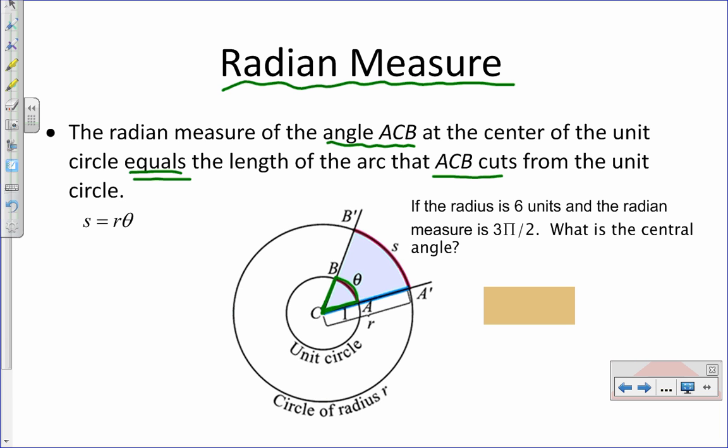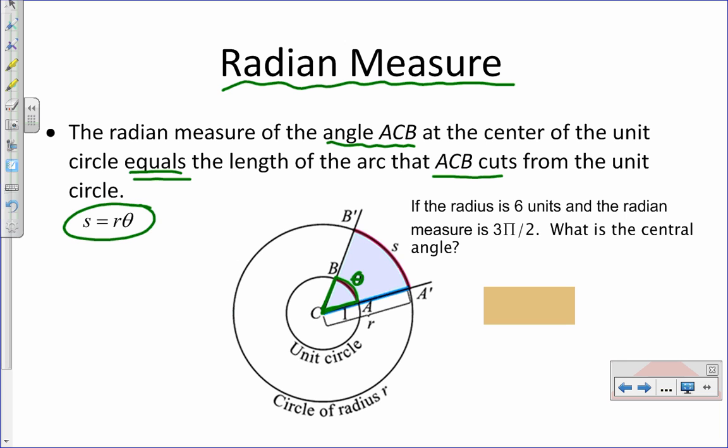Now that's if we have a radius of 1. The arc length is equal to the measurement of theta. Now we don't always have a radius length of 1, so sometimes our radius length will be different. Now this relationship here will always hold true no matter what the radius is.